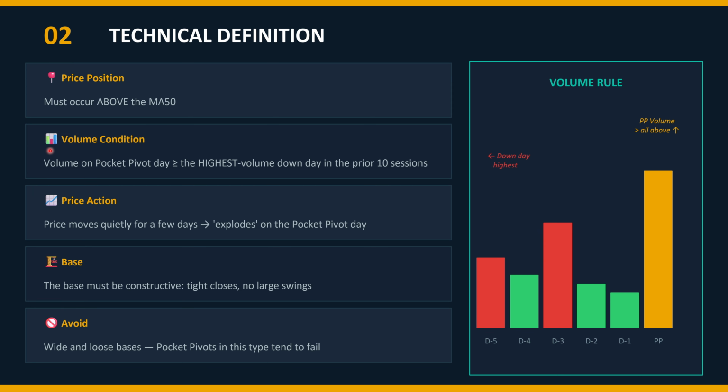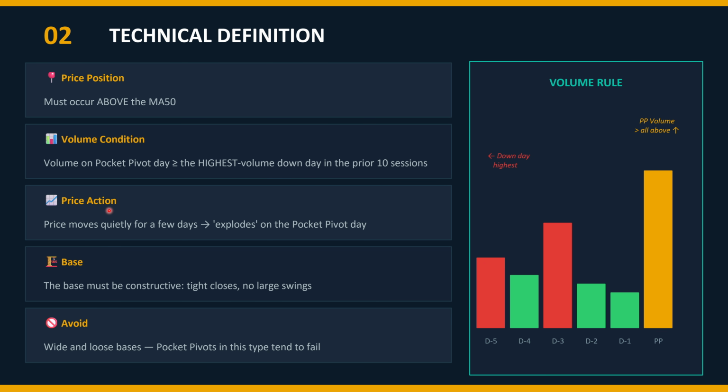Second, the volume condition, the heart of the method. Volume on the pocket pivot day must equal or exceed the highest down-day volume in the prior 10 trading sessions. If volume is erratic, extend the look back to 11 to 15 days.